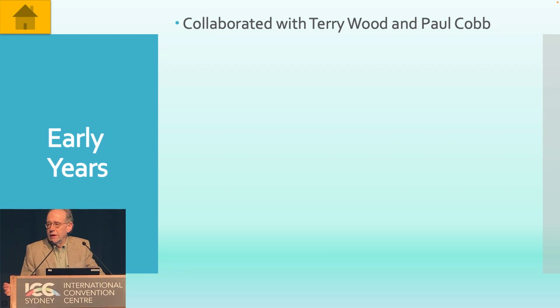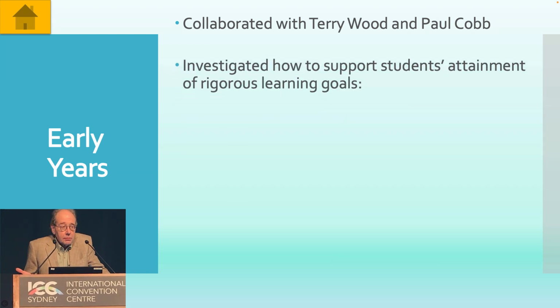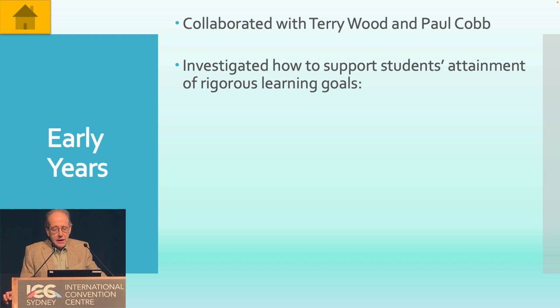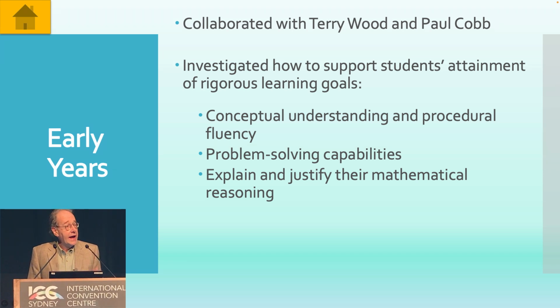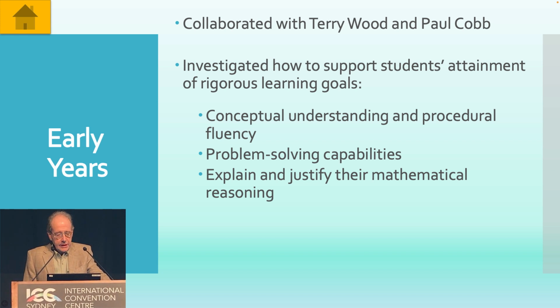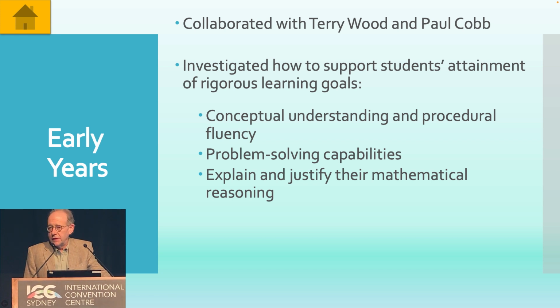I worked with her very closely from 1986 to 1999, and then, of course, we kept in touch through the years after that. The goal of that collaboration, when we started back in 1986, was very simple: to investigate how to support students' attainment of what we would term rigorous learning goals in mathematics. In the US context, when we talk about rigorous learning goals, we meant that students would develop procedural fluency, not just procedural competency, and conceptual understanding, problem-solving capabilities, and, central to Erna's work, the ability to explain and justify their mathematical reasoning. And you'll hear a lot about her work in that area as we go along.